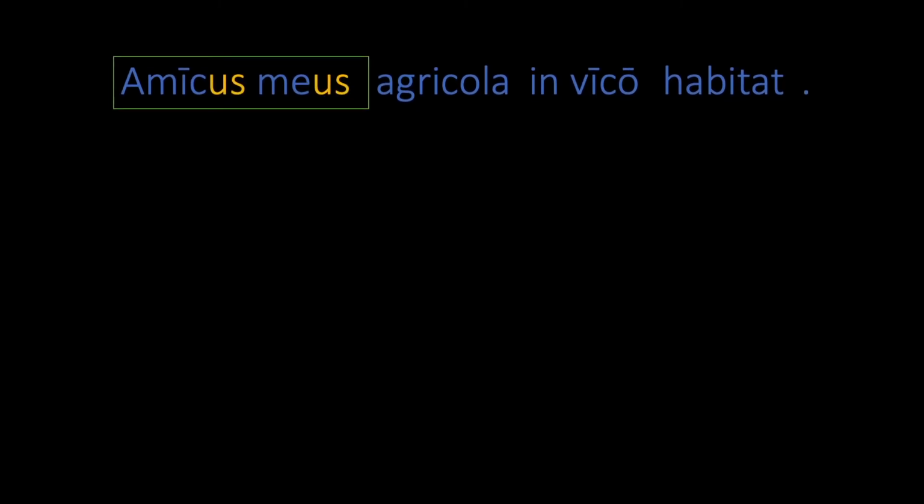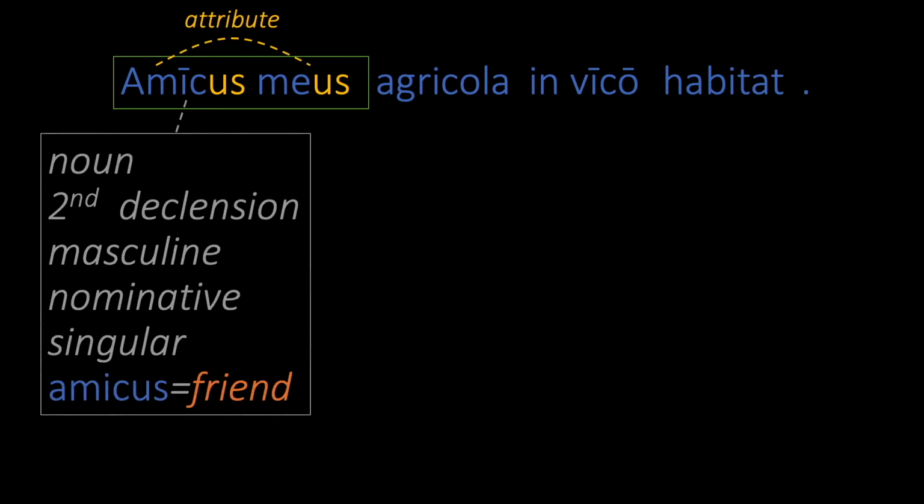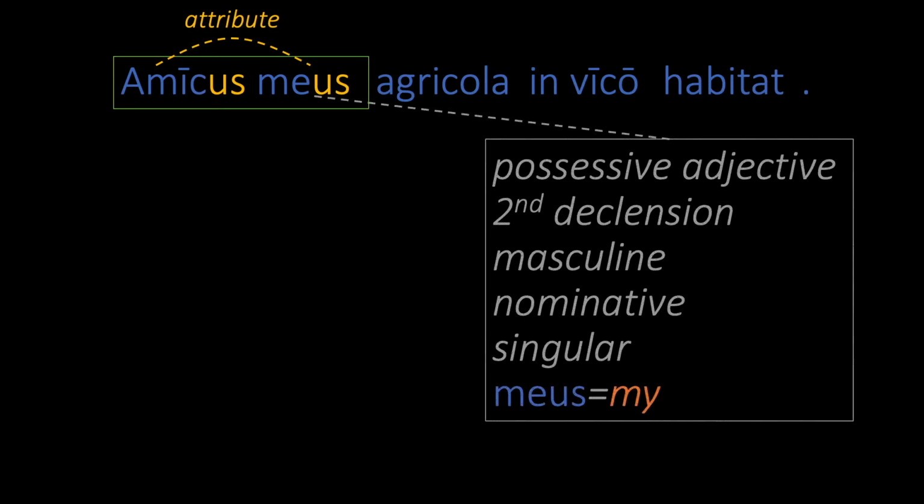Amicus and meus, for example, can be taken as a unit. Meus follows amicus directly because it has an attributive function. Amicus is in the nominative here, and it means friend. So meus is also in the nominative, and it means my. So we have my friend.